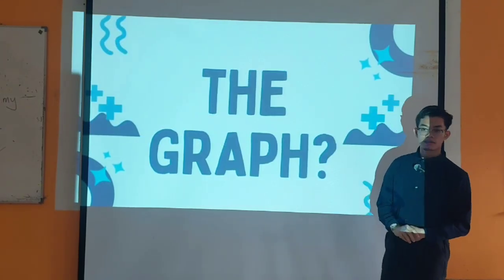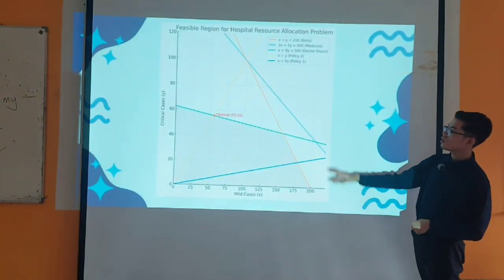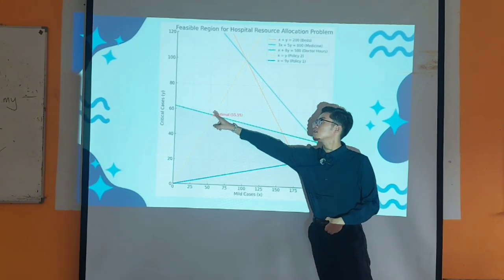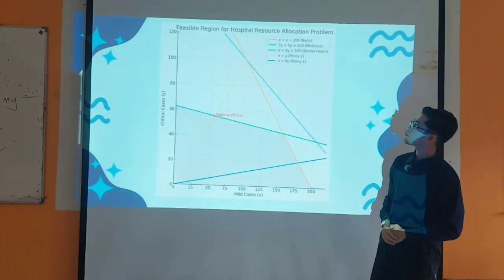Okay, how about the graph? Let's see the graph. This is the graph that I get. So you guys can see the optimal is here. This is the point that we get.